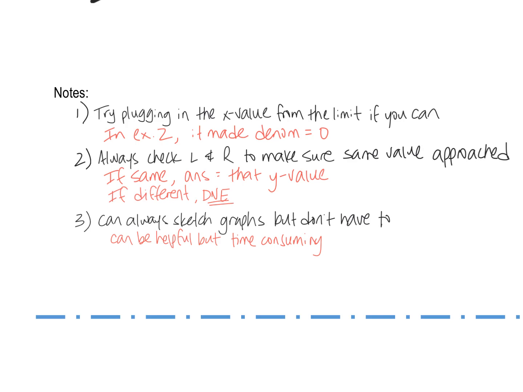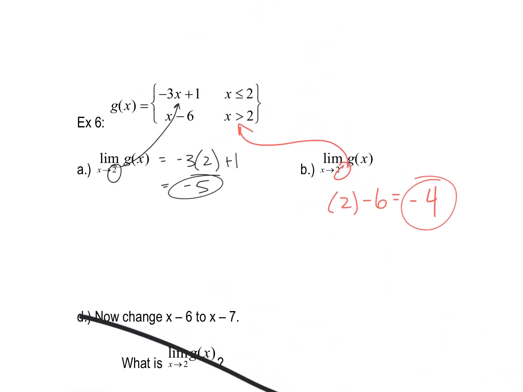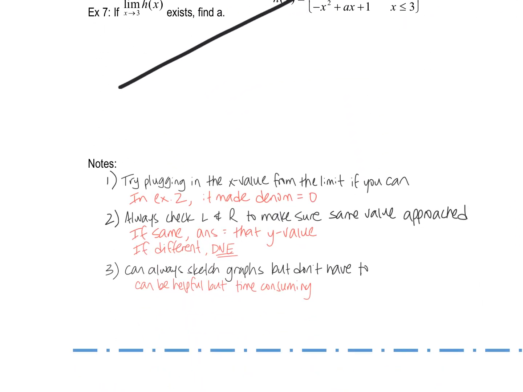Always check the left and the right to make sure it's the same value approach. That's exactly this last example that we went through. So we were asked to evaluate the limit, but 2 from the left was one equation and 2 from the right was a different equation, and those were different numbers, which is why it did not exist. Sometimes they'll be the same number, and in that case, if they're the same number, that is your answer to the limit. That's what I'm talking about in number 2.